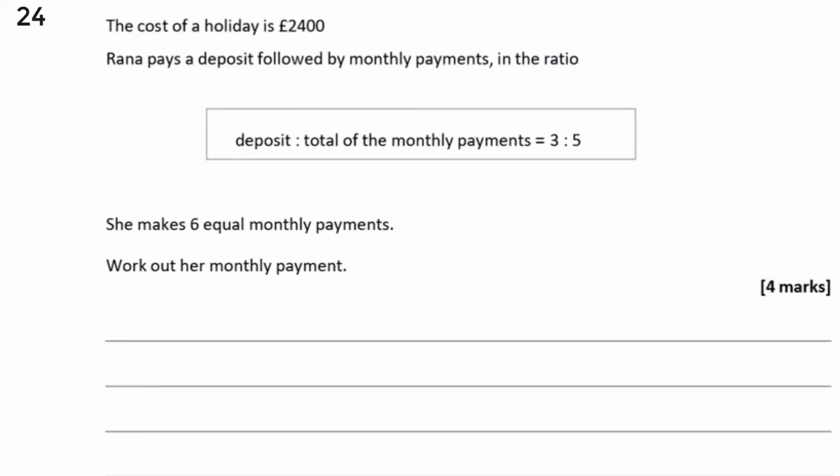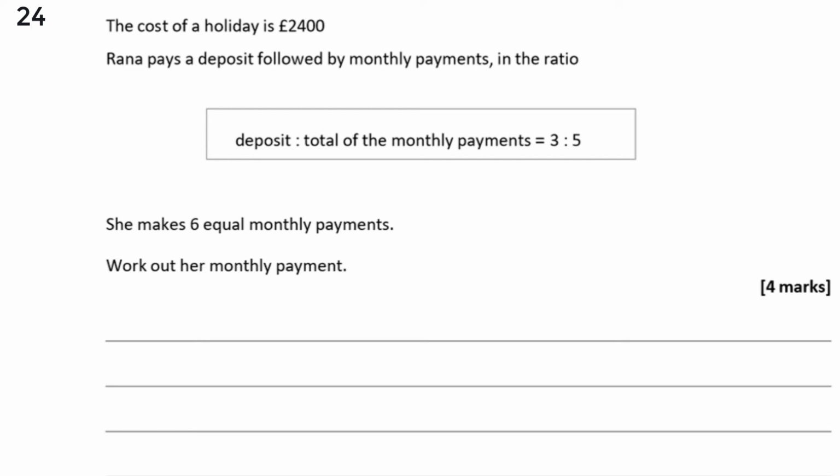The cost of a holiday is £2,400. Rana pays a deposit followed by monthly payments in the ratio of deposit to total monthly payments of 3 to 5. She makes 6 equal monthly payments. Work out her monthly payment.